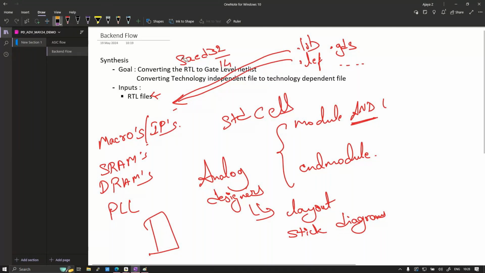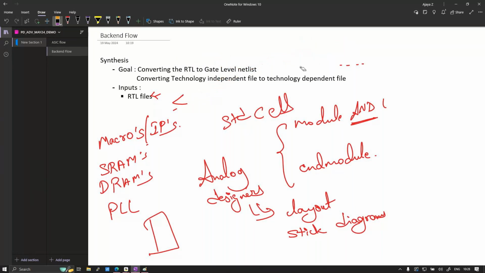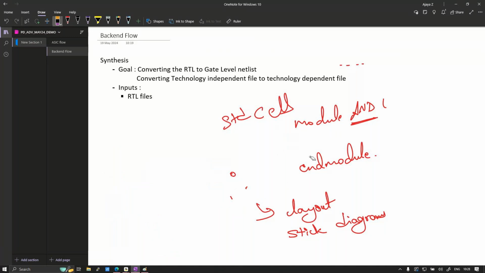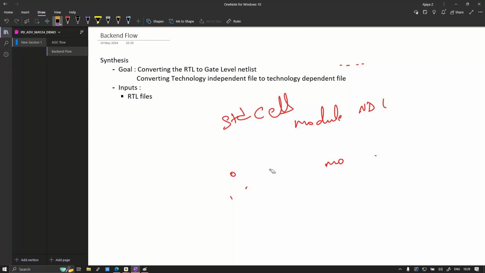Can I erase this off? Just give me a second. It's started raining. Bangalore is found to rain now.